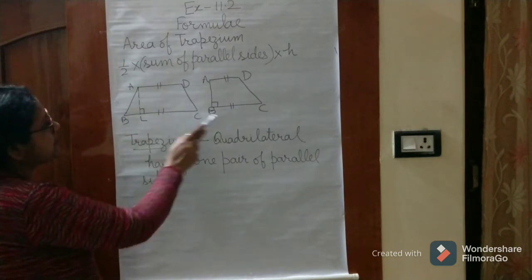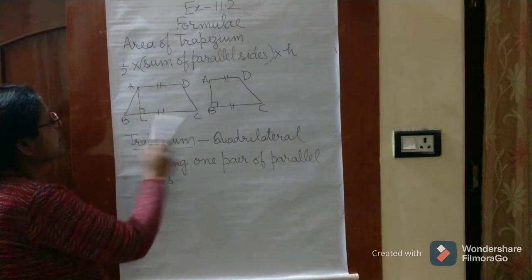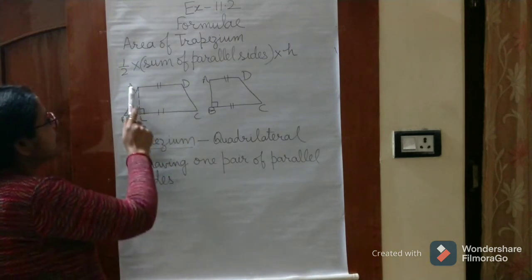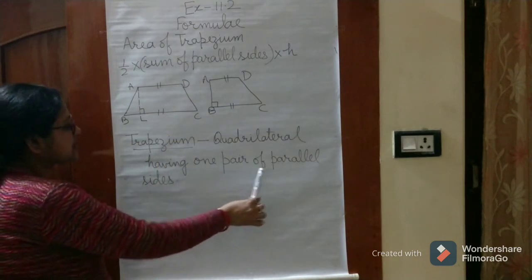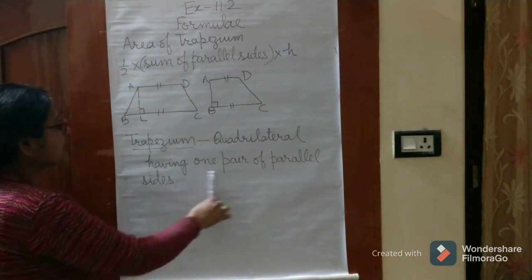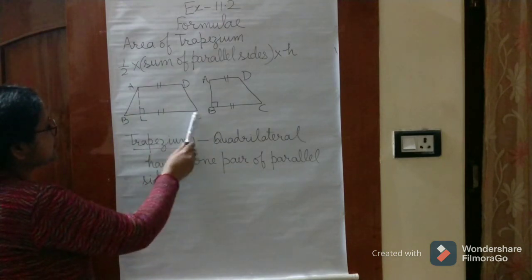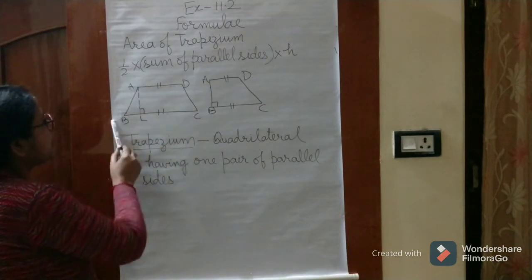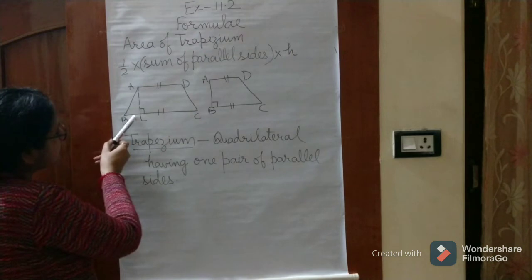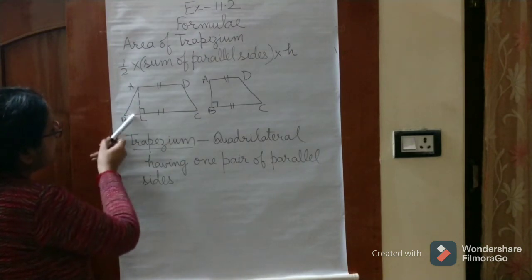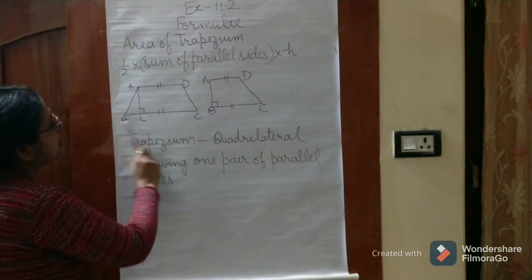This is the figure of the trapezium. As you are able to see, ABCD is the trapezium in which AD is parallel to BC. As in the definition it is written, quadrilateral having one pair of parallel sides. So AD is parallel to BC, so it is the first pair of the parallel sides, and AB and DC are non-parallel sides, and AL is showing its height. It can be called height or the distance between the pair of parallel sides.